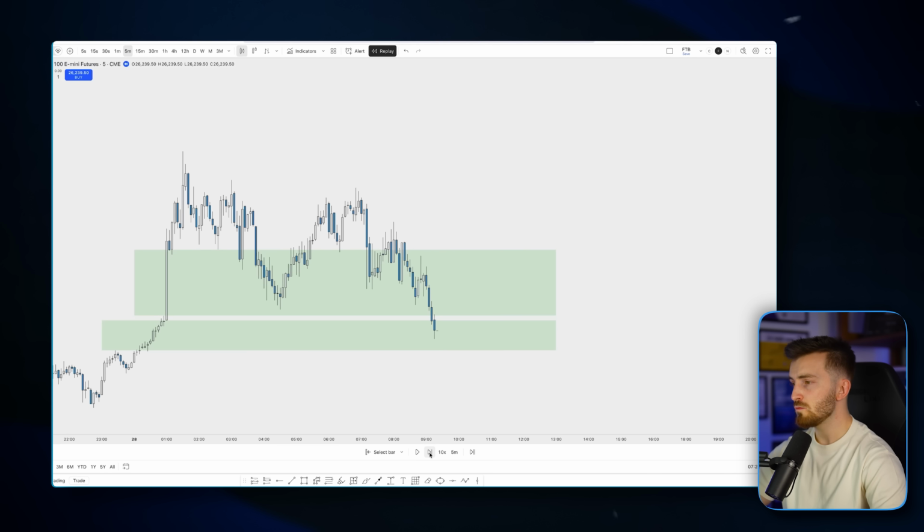So we have the strong move lower. This is not market open just yet. Keep in mind. Okay, so this is market open. We have that move lower. What we're looking for is that bullish engulfing.